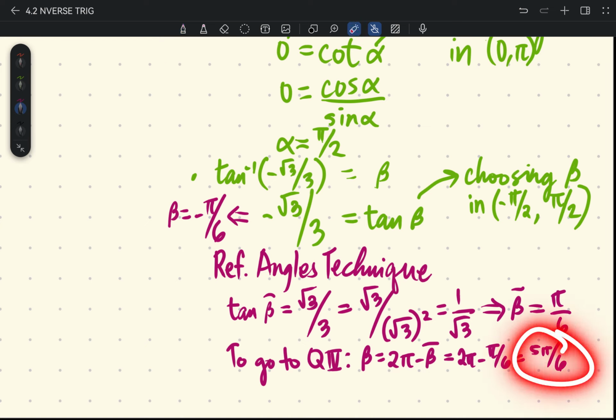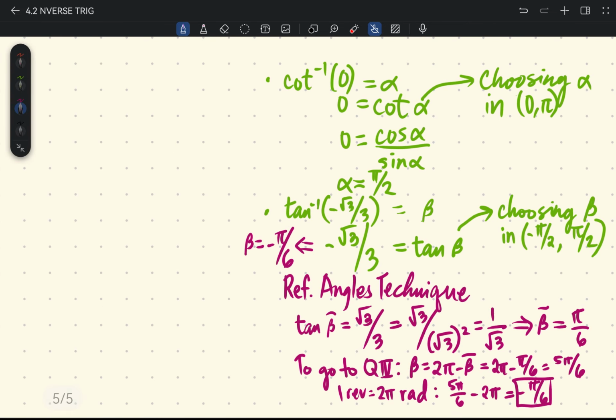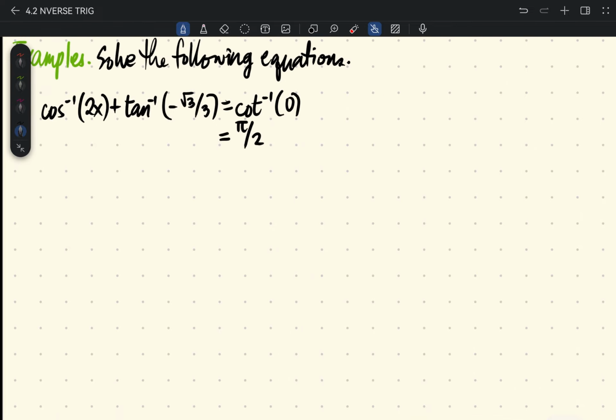However, this is outside the interval, so we will use the fact that one revolution in a circle equals 2 pi. So 1 rev equals 2 pi radians. And so we can subtract 2 pi. We get negative pi over 6, which is our supposed value of beta right here. So for tangent inverse, we have negative pi over 6.